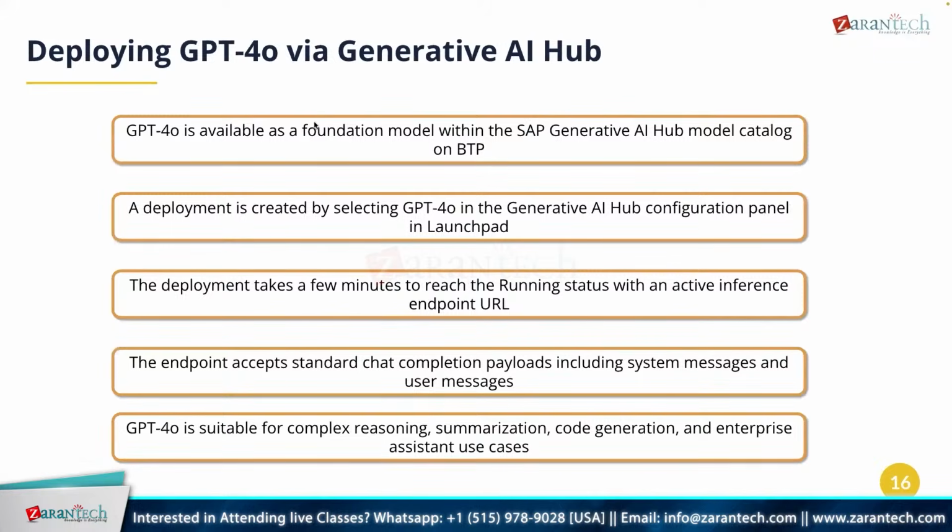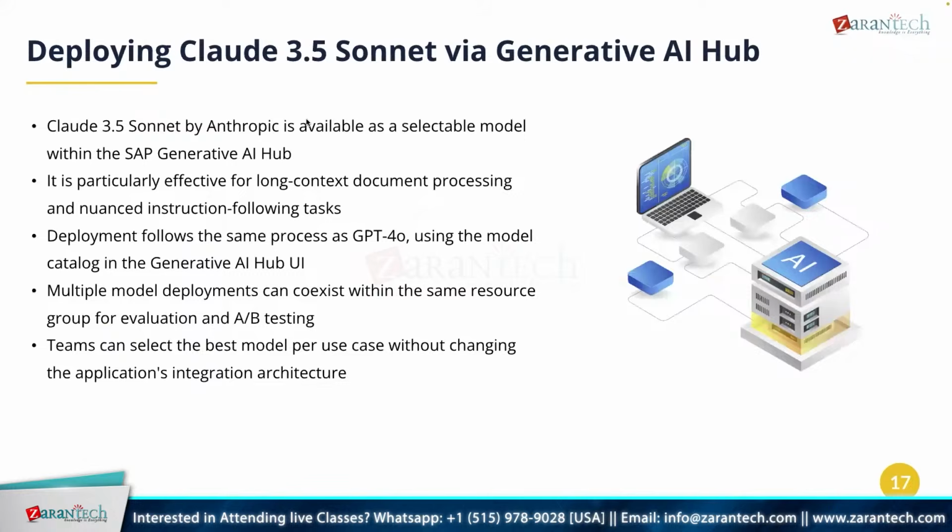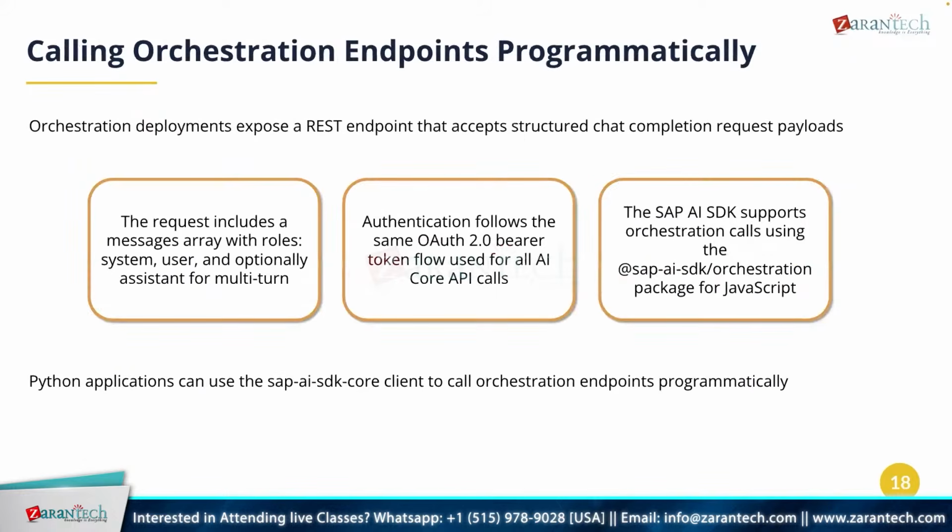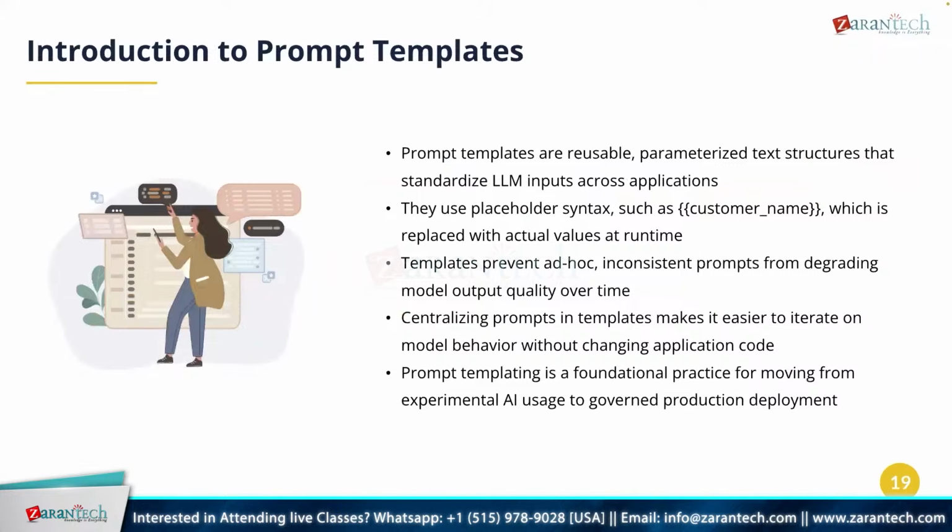I already showed you in one scenario how you do this, and there are different ones as well. You can call these orchestration endpoints programmatically. Either you call from an API or OAuth or any type of application, through the terminal also you can call it. These all depend upon the different ways that you are going to do it. And then comes the prompt template. This is a very important thing here. So let's understand what a prompt template is here.